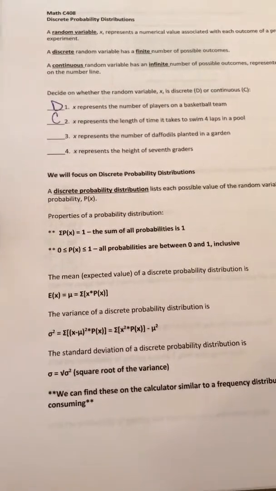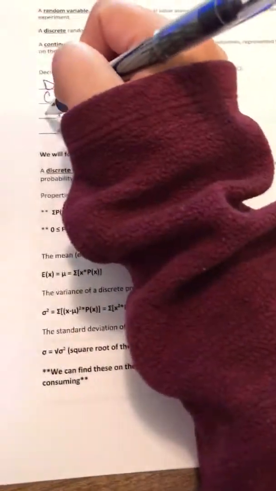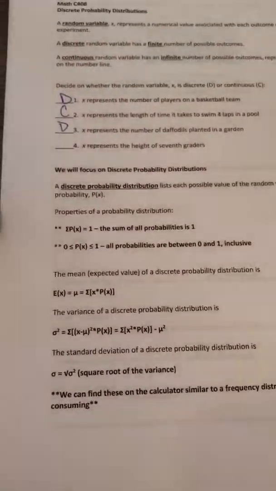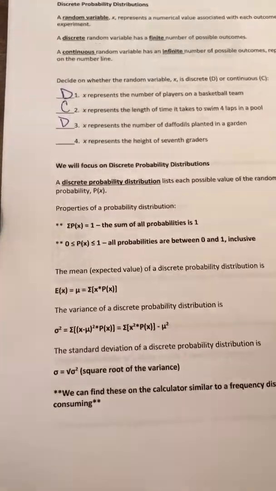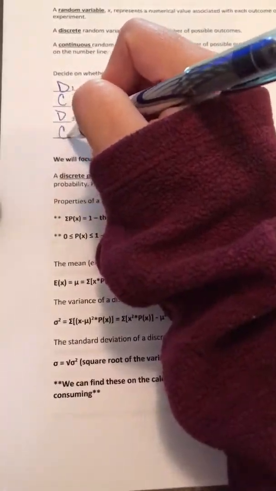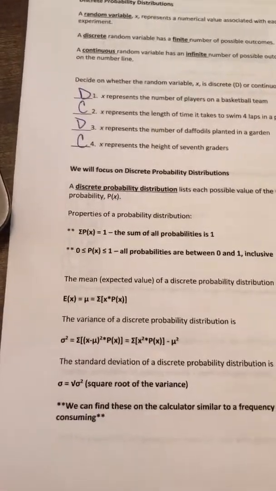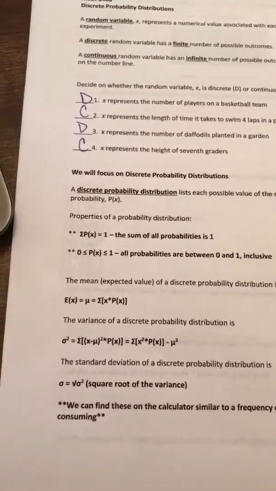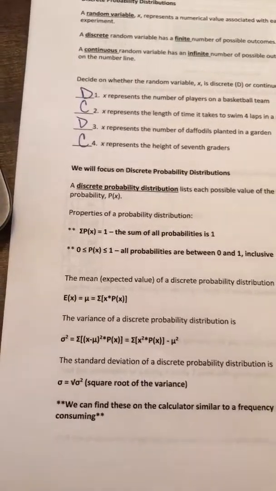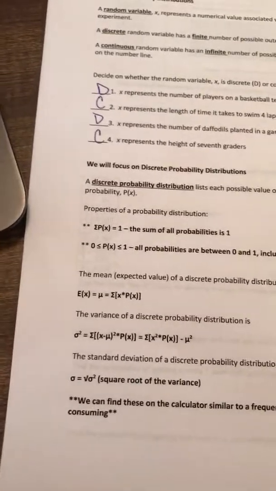The number of daffodils planted in a garden. Either you have a daffodil or you don't. So that one would be discrete. The height of 7th graders. That one, the height is actually continuous. Height and weight is continuous because you can have decimals when you measure, and there's different ways to measure heights and weights. So that one is continuous.